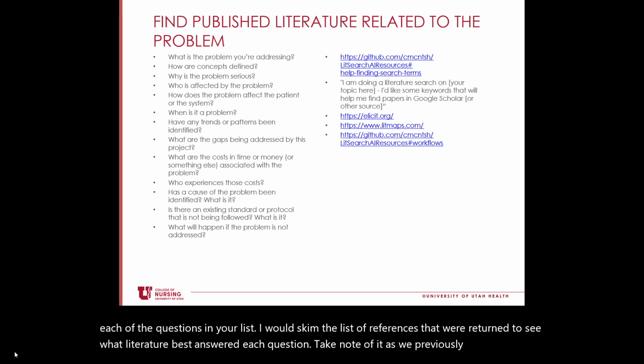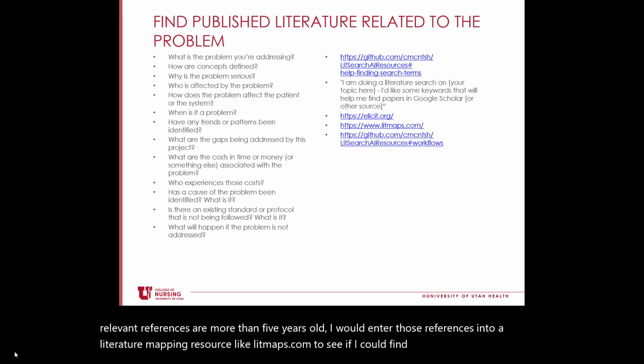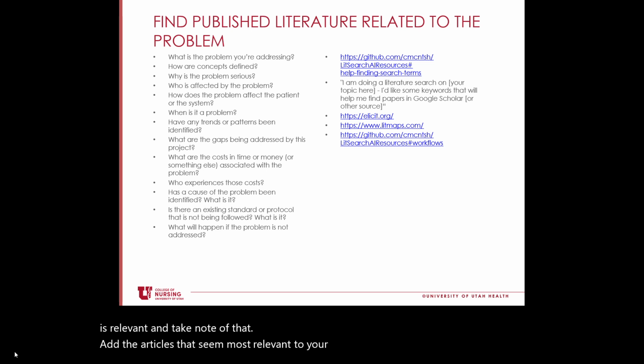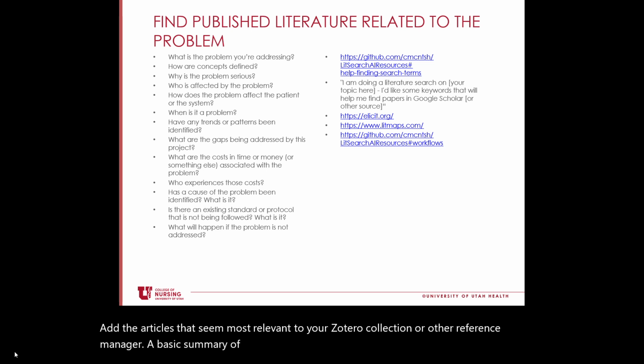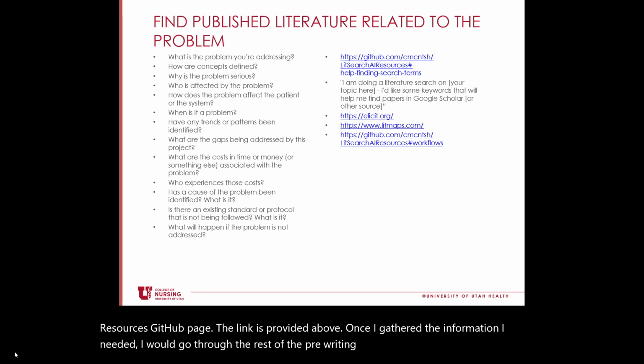If relevant references are more than 5 years old, I would enter those references into a literature mapping resource like litmaps.com to see if I could find more recent literature that is relevant and take note of that. Add the articles that seem most relevant to your Zotero collection or other reference manager. A basic summary of this Lit Search workflow can be seen on my Lit Search AI Resources GitHub page. The link is provided above. Once I gathered the information I needed, I would go through the rest of the pre-writing process we already discussed.